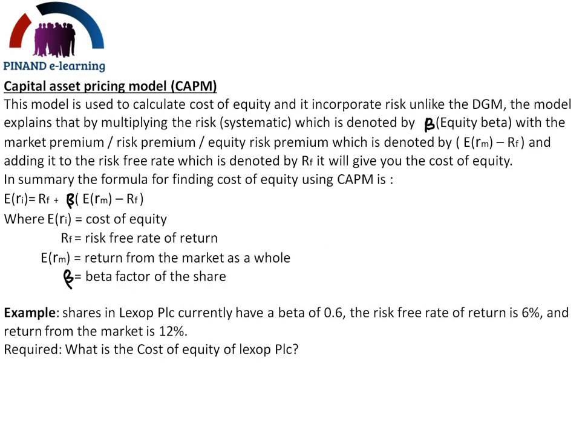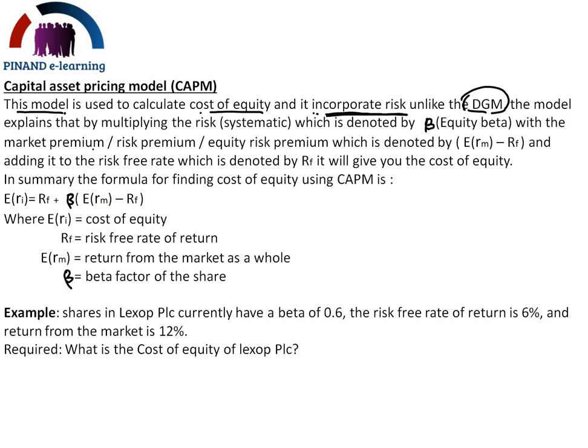Now what is CAPM? Remember what we said about DGM? One of its disadvantages in the last session was that the formula fails to incorporate risk, and that is what CAPM solved. When using CAPM to calculate cost of equity, you will find that CAPM incorporates risk into the calculation. This model is used to calculate cost of equity, and it incorporates risk, unlike DGM.